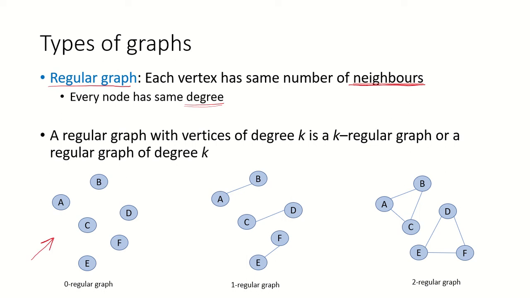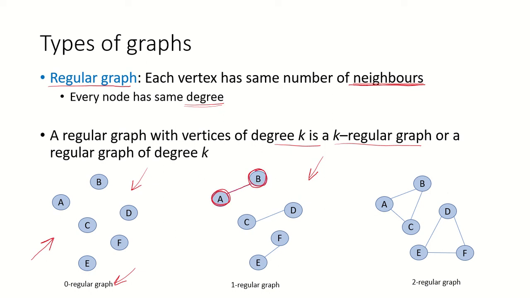So since each vertex has the same number of neighbors, which is 0, that means it is a regular graph, and a regular graph with vertices of degree k is referred to as a k-regular graph. So we can say that this is a zero regular graph because the degree of each vertex over here is 0.